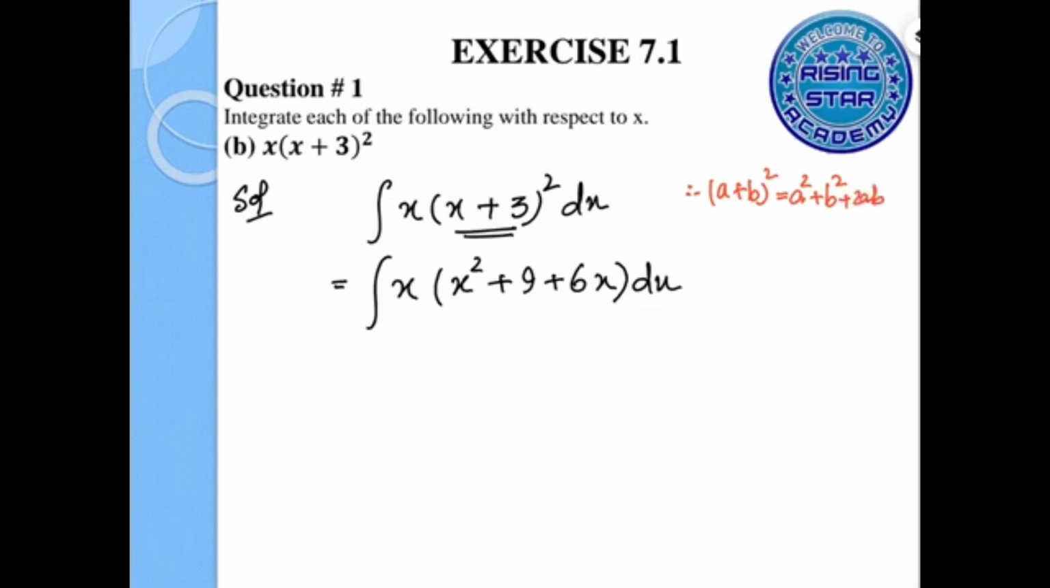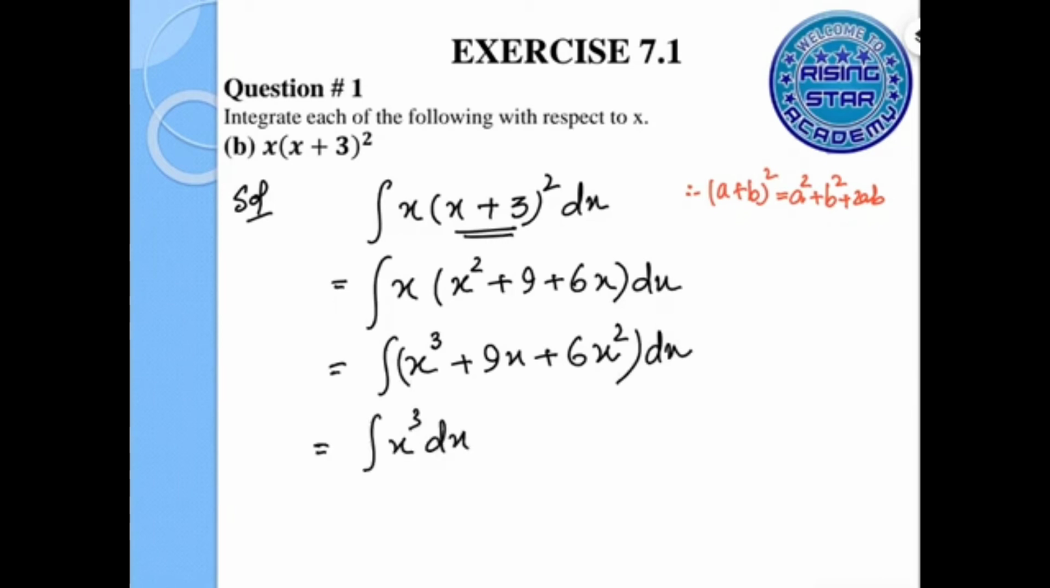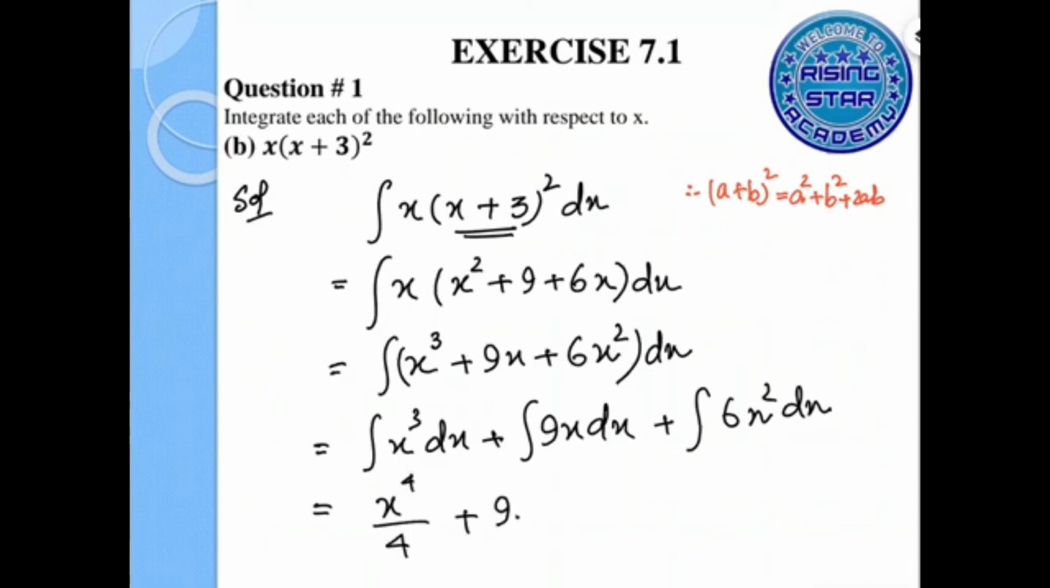Okay, now we will further simplify before taking the integral. That would become x cubed + 9x + 6x squared dx. Now I would separate them: x cubed dx, 9x dx, 6x squared dx. So the integral of x cubed would become x⁴ over 4. 9 would be written as it is, so x power 1 would become x squared over 2, plus 6 would be written as it is. So here I apply the power rule, that would become x cubed over 3 plus c.